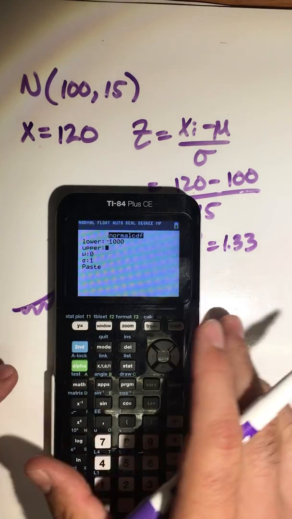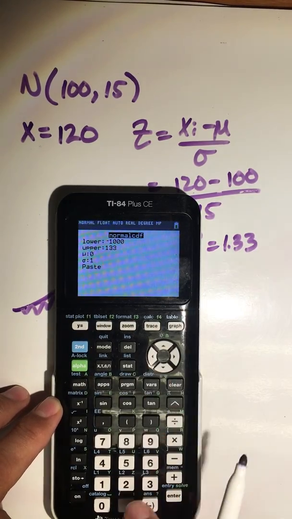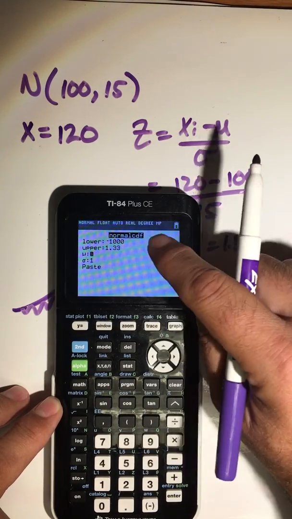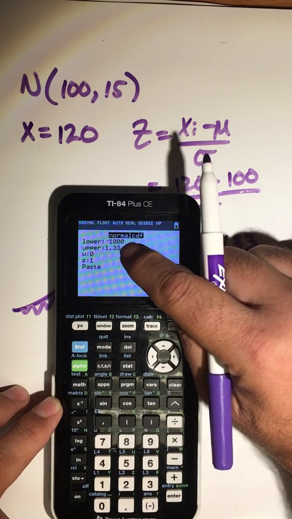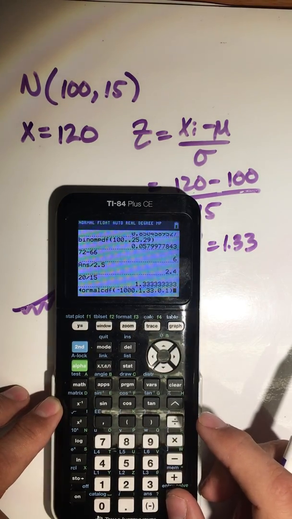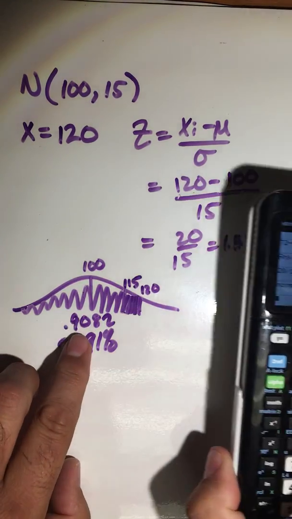Up to, well, what z-score was it? It was 1.33. Whoops, 1.33. Leave the mean and the standard deviation as 0 and 1. As long as you're entering these values in terms of z-scores, leave it as a 0 and a 1, and paste it. And I get the same answer I got before, right?